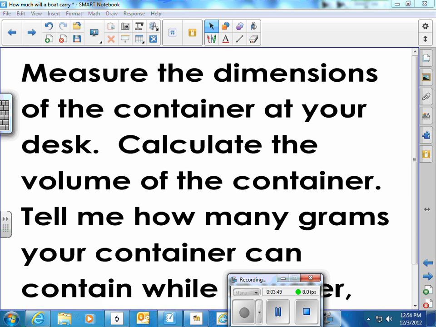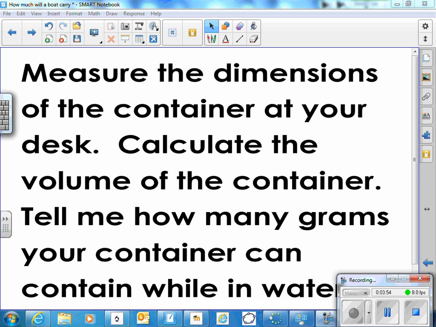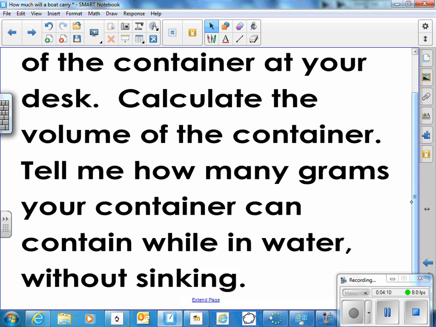So your task is to measure the dimensions of a container at your desk. Come get one from me when you get to this. And you can take it to your desk and measure it. Calculate the volume. Tell me how many grams your container can hold. And then just try to be as close as you can so you can get it to almost sink but not quite. And then we'll test it out.